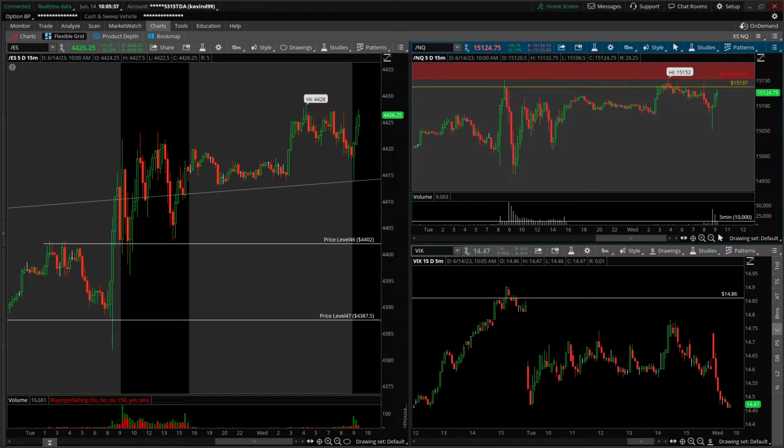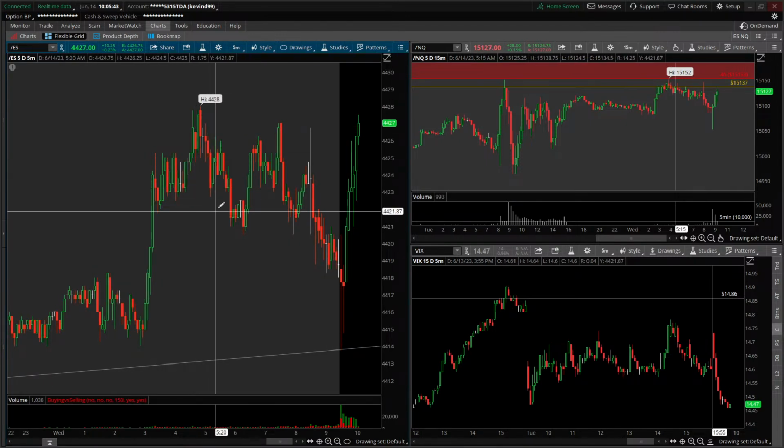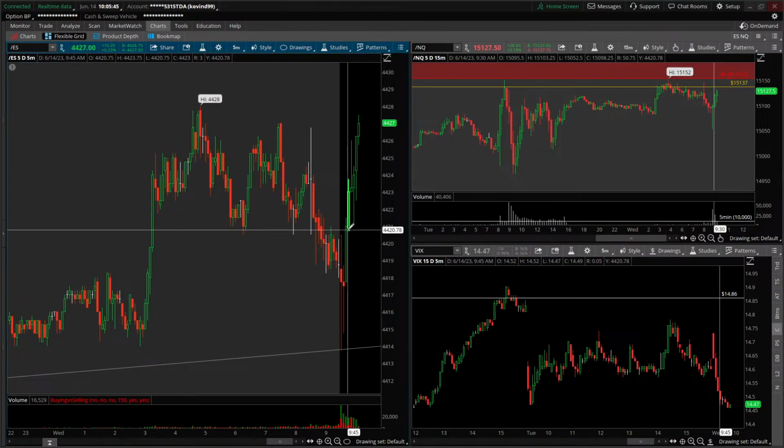Getting there. I mentioned yesterday about the thing where we can get on with TradingView. Yeah, that too. There's a lot we could do.